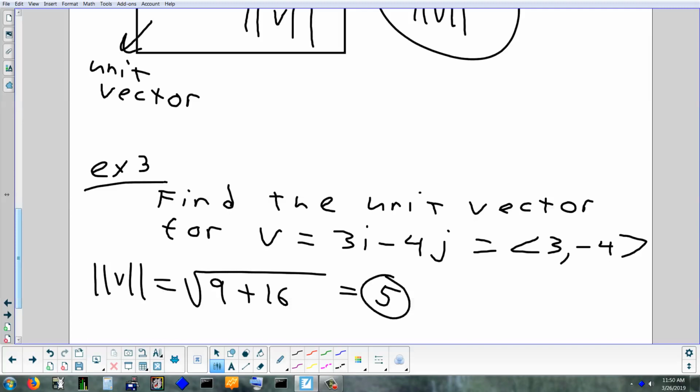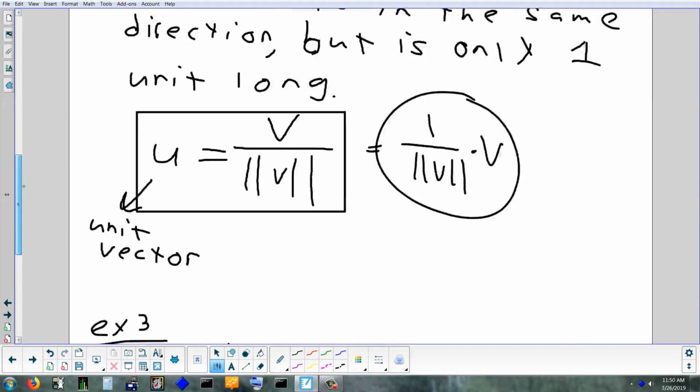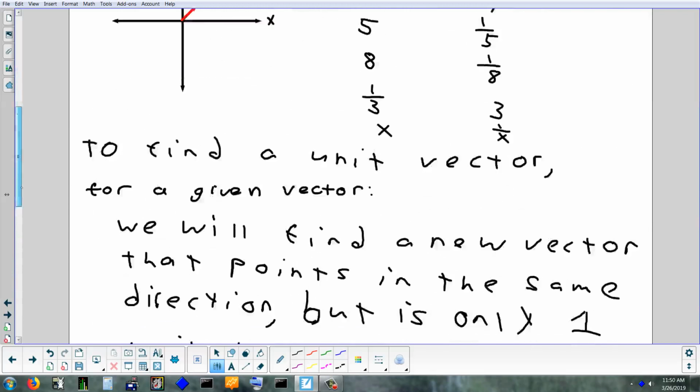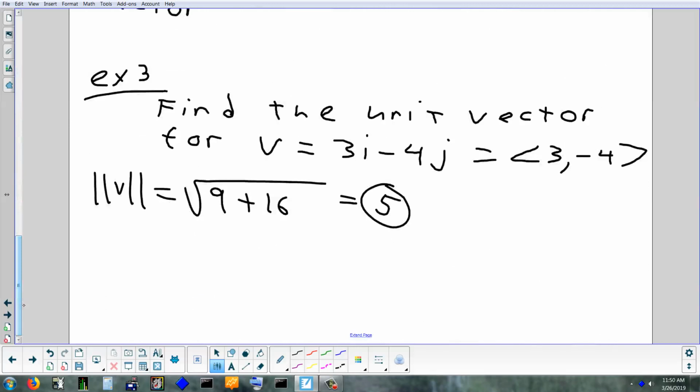So now we can answer the question. Do I have a unit vector? No. What would I scale it by to make it a unit vector? 1/5, because it's one of the numbers we wrote right here. If it comes out to 5, scale by 1/5. Okay. So you've got 1/5 times v. What's v? 3i minus 4j.